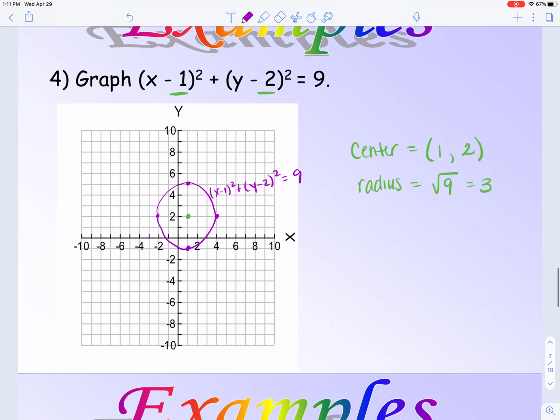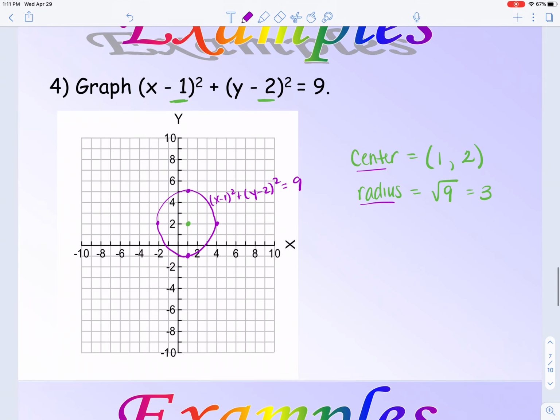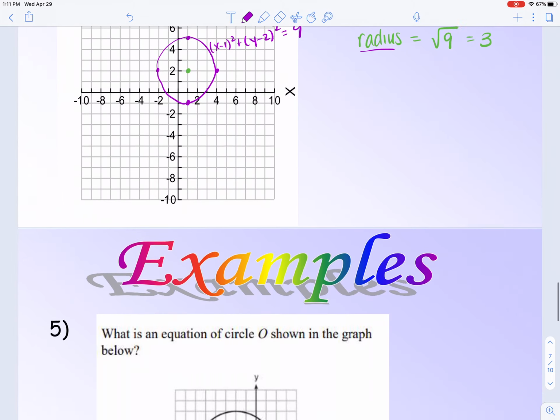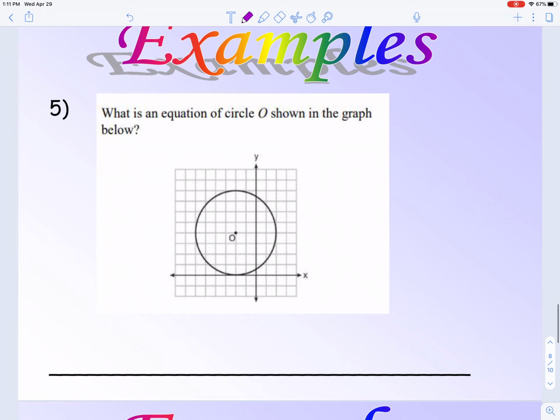So you need the center and the radius. Just like back when you learned how to graph linear equations, you needed the slope and the y-intercept, with a circle you need the center and the radius. Here's the opposite. They gave you the graph, so I'm going to get the center and the radius from the graph before writing the equation.